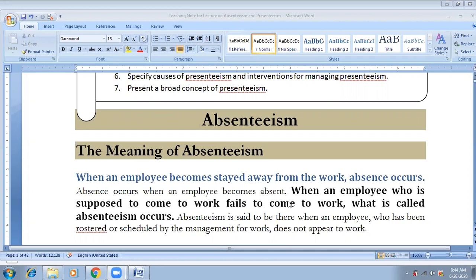But in the second situation, the employer doesn't expect the presence of a certain employee. Then that employee doesn't come to work, absence occurs, but absenteeism doesn't occur.